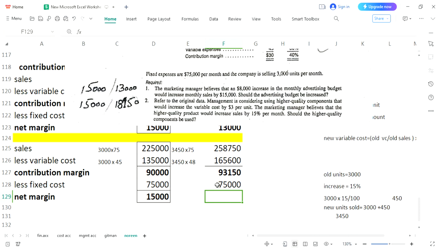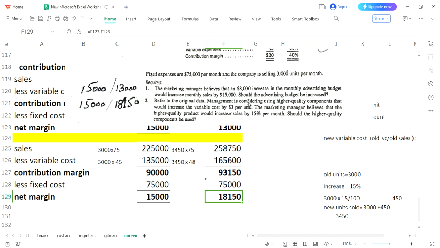So now it's time to calculate our net margin. And how do you calculate net margin? By subtracting your fixed cost from contribution margin. Your contribution margin is 93150, and you will subtract your fixed cost, which is 75,000, and here you have got your net margin.